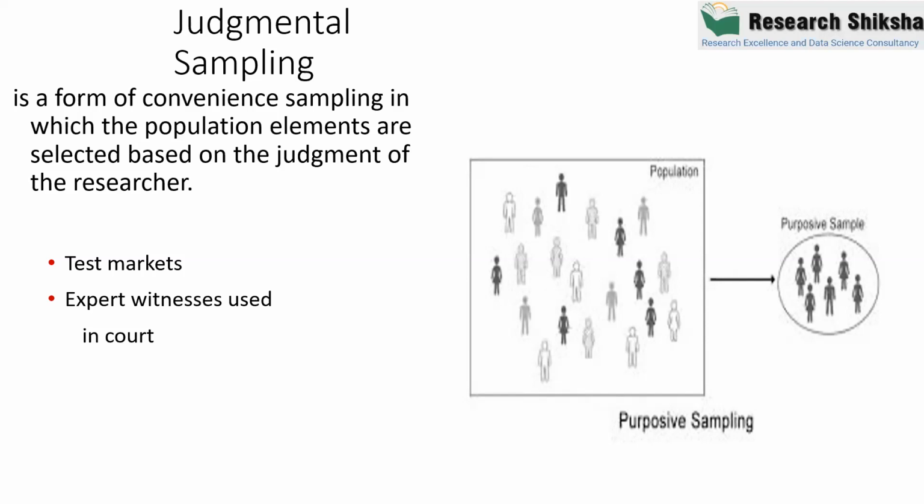So in judgmental sampling or in purposive sampling, we define the criteria, and anybody who qualifies the criteria will be part of the sample. Otherwise, we will not take the data from there.